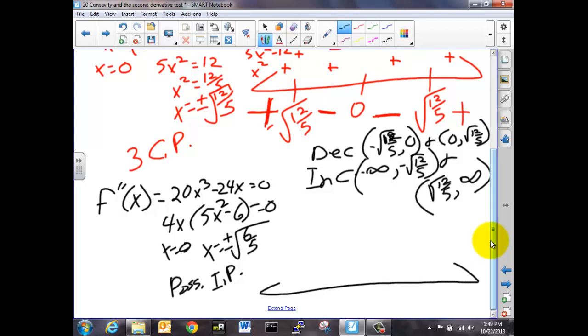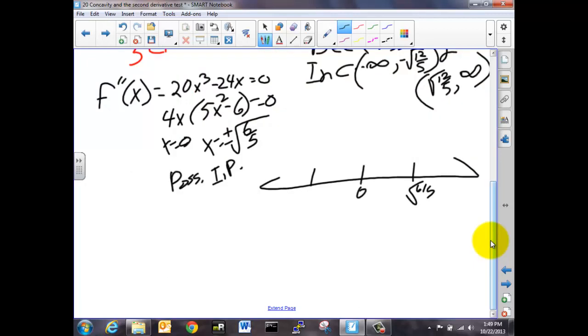Maybe we'll find out right here. Exactly. Wherever the signs change. 0. Square root of 6/5. Negative square root of 6/5. All right, now I've got 4x and I've got 5x squared minus 6. Well, 4x is going to be negative and it's going to be positive in those areas there. Does everybody see how I know that? Because if I put a number less than 0 in there, it's going to be negative. If I put a number greater than 0 in there, it's got to be positive.